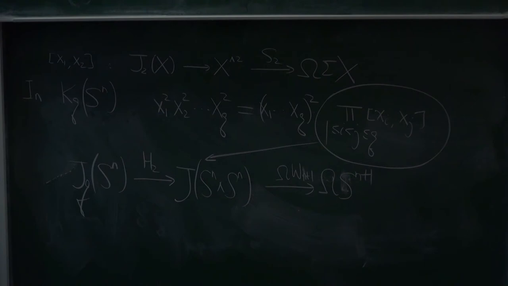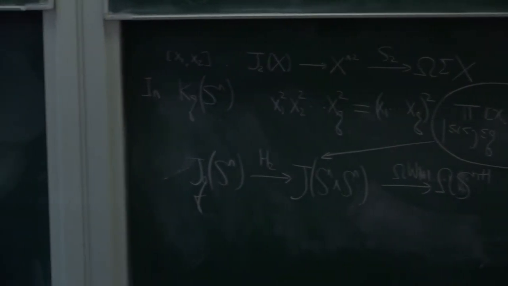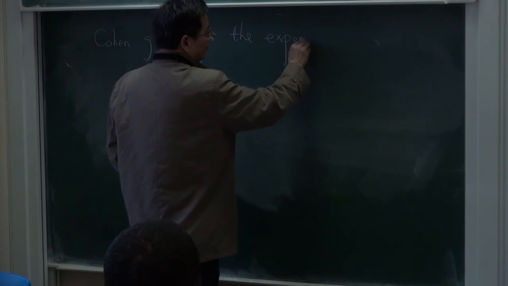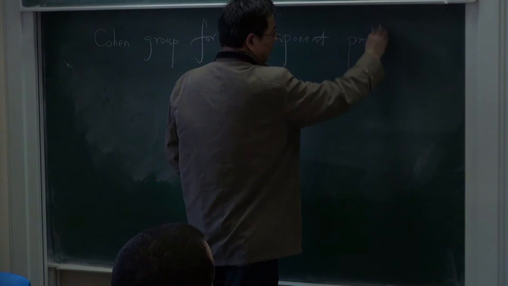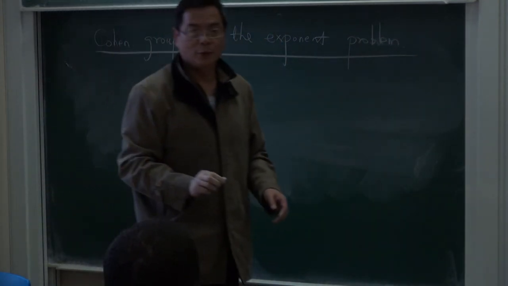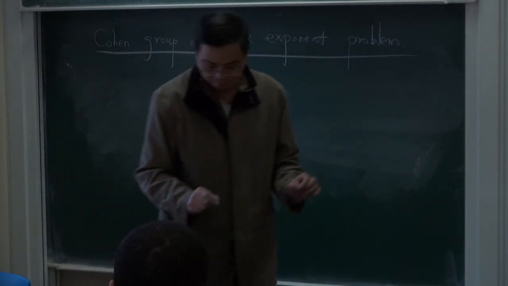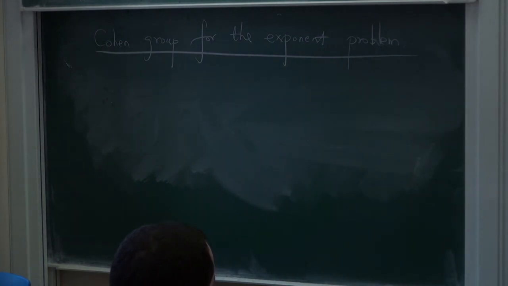Okay, so now we move to continuation, back to some theory, rather than making examples now. Back to theory. Now I want to say something about this Cohen group for the exponent problem. This is actually the original intention. Cohen tried to produce this combinatorial method to attack the so-called exponent problem.